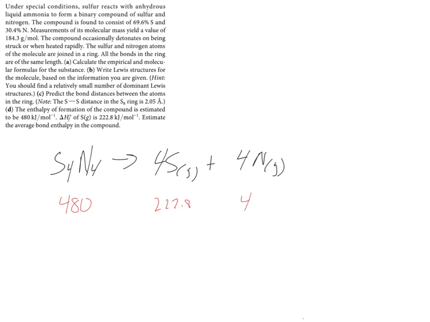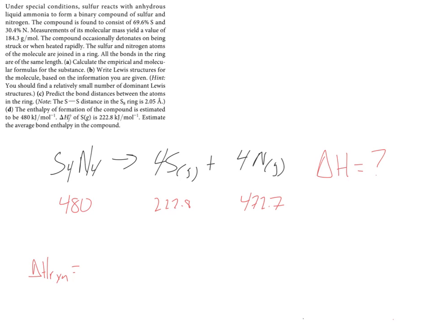So in this last part, where we're estimating the average bond enthalpy in the compound, we've got to get a little technical and a little formal in terms of our definitions and the equations we're looking at. If we're taking this compound and breaking the bonds, that means we're breaking it into sulfur gas and nitrogen gas. And so to find the heat of reaction for this, we can simply use the heats of formation. We're told that the heat of formation for the reactant is 480, and for sulfur gas is 222.8, and we have to look up the heat of formation for nitrogen gas. And once we do that, we can find the heat of reaction.